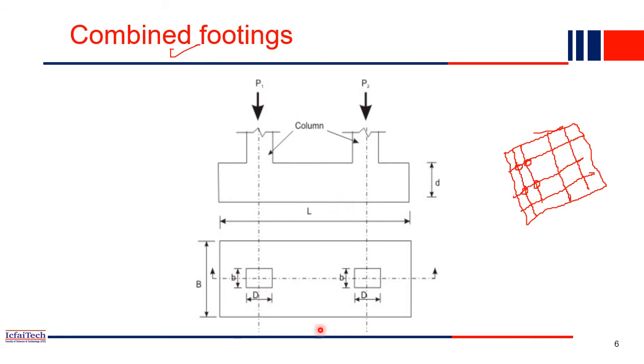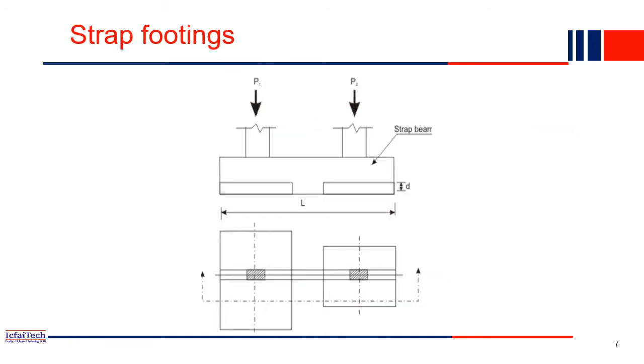So you can see this is a plan view. This is one column, this is another column, and the footing is here combined for both the columns. Maybe if you have to construct a structure and you have the boundary line here, right? In that case, you may have to provide the two columns very nearby. So maybe combined footing is a good idea for that.